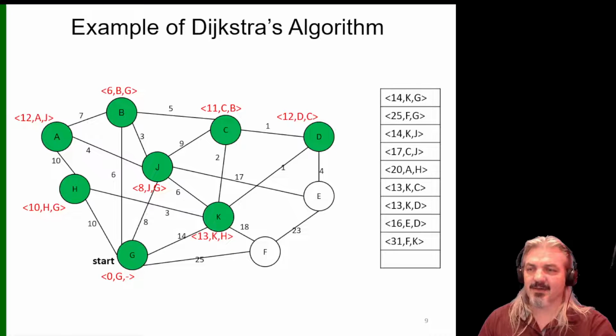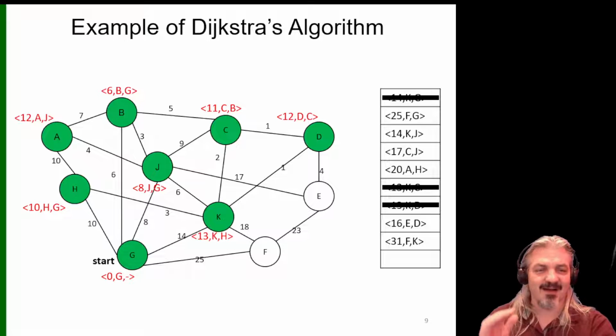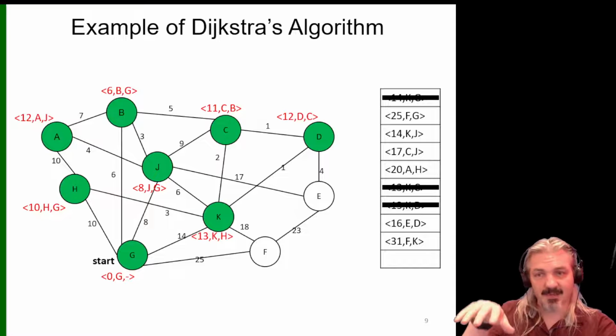I check that one and go, oh no, I've already that one can be added, and it adds the link to F. I try that one, nope. I try that one, nope. I try that one, nope. Because I've now visited all of these, right? Which is why they're being cut out.